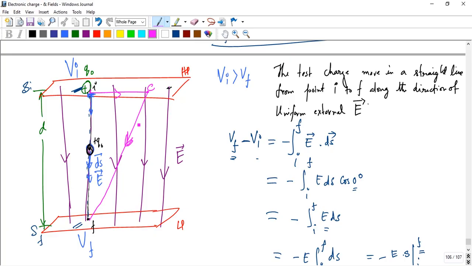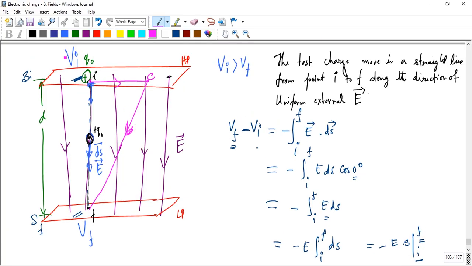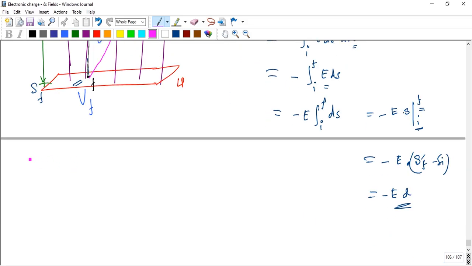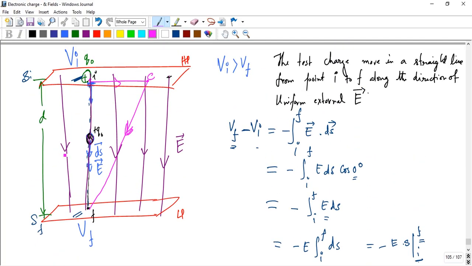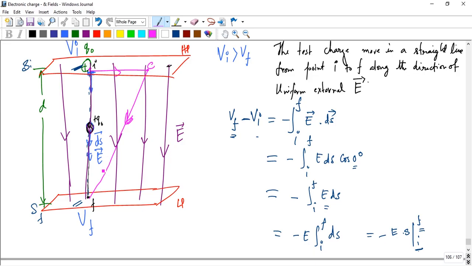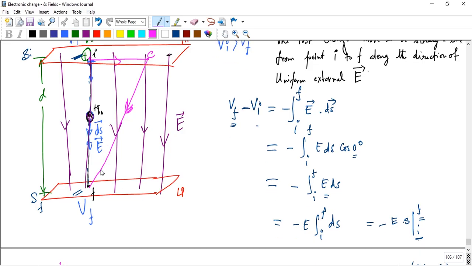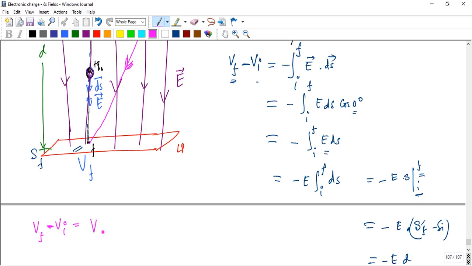If the test charge moves along the pink color path, the potential difference is Vf minus Vi. If we choose another path, it is again Vf minus Vi. So we get two potential parts here, I to C and C to F. Actually C to I, which means the potential of C to I plus the potential of F to C.